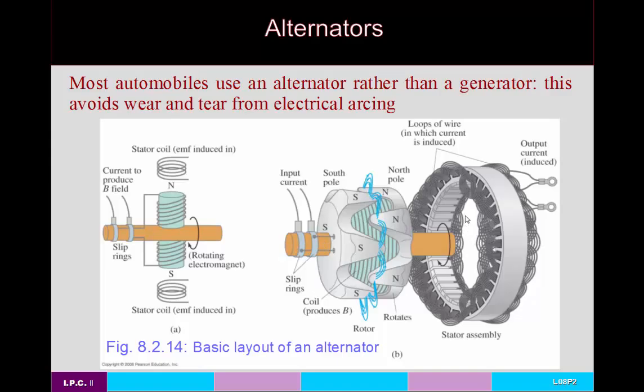And you have all these little loops of wire in which current can be induced in your alternator. And then there's some output current that's been induced by having these things rotate around near these wires. So you're changing the flux in all these little loops of wire, and that basically induces your current. And basically these guys get used, for example, in automobiles.